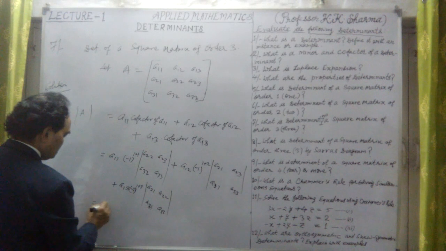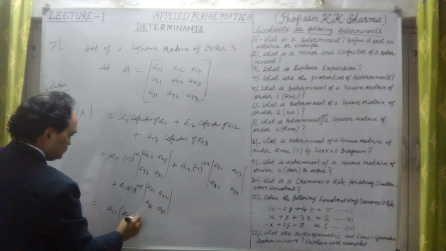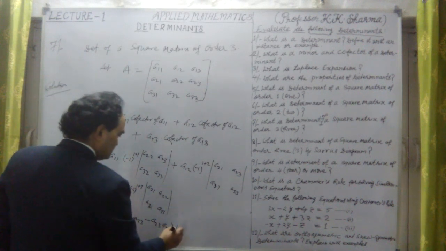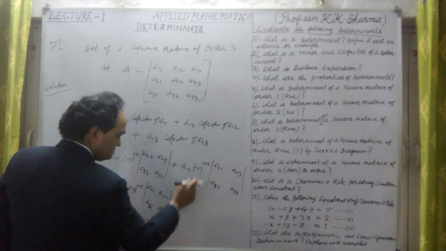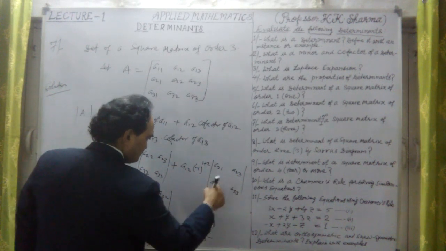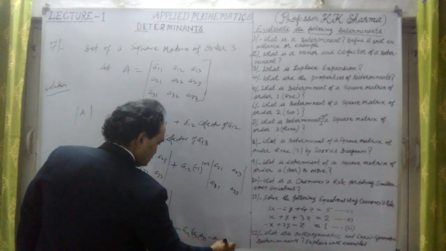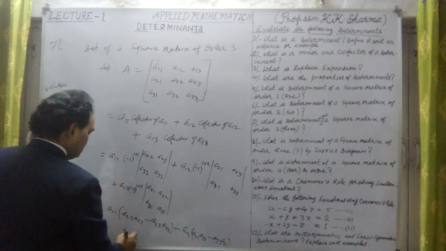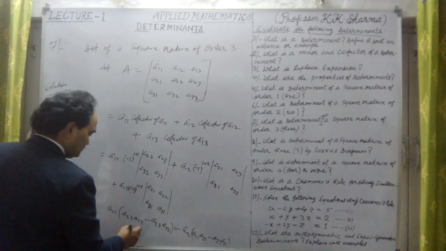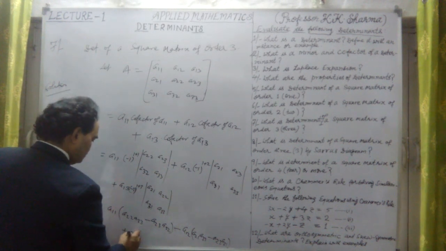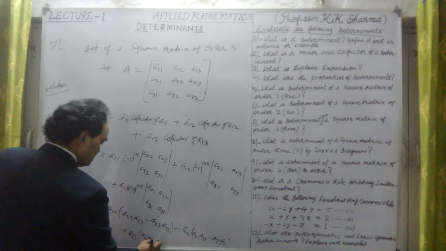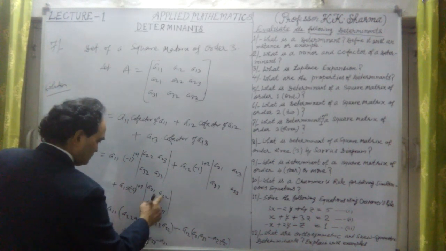So let me write the final answer. This is A11 into A22 A33 minus A23 A32. Then minus sign, A12 into A21 A33 minus A23 A31. Then plus sign, because minus 1 to the power 4 is positive, A13 into A21 A32 minus A22 A31.